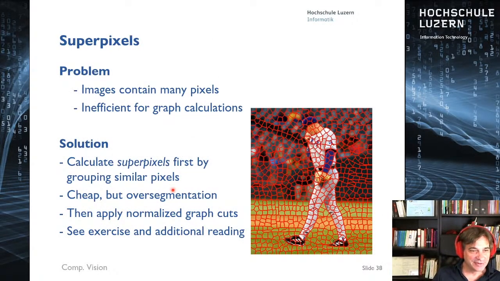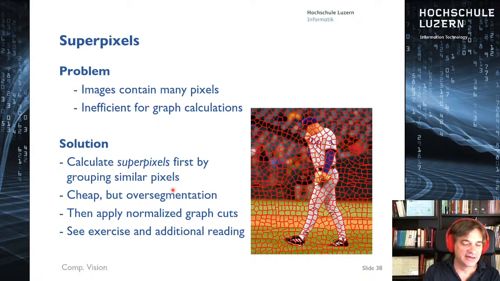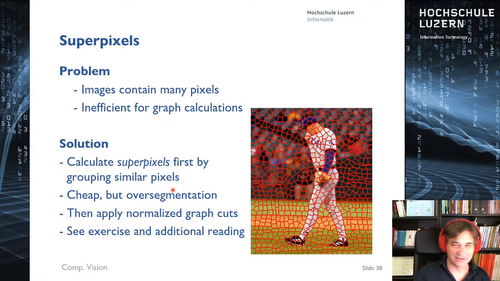One of the problems with the graph cut algorithms in the beginning is that we have lots of pixels in an image, and if you have a lot of pixels, we have a lot of nodes in a graph. So maybe we can do some pre-calculation to have fewer nodes in the graph. And one idea to use is so-called superpixel segmentation.